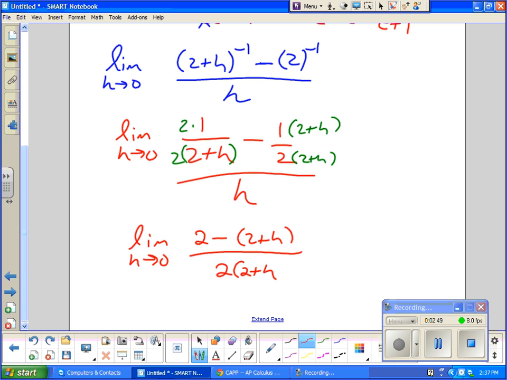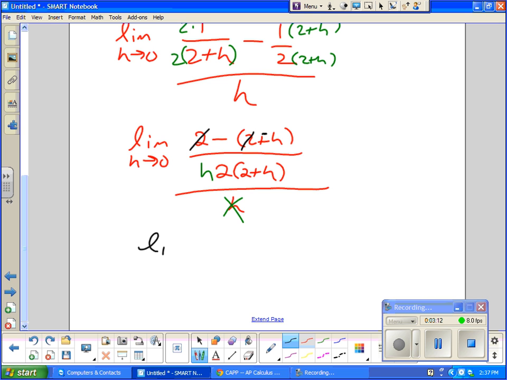Now, everybody, be careful. At this point, I always do the same trick. I take the h off the bottom and put it here. I could have done it differently, but I'd like to show it this way. Now, the 2's cancel, and you're left with negative h. The h's will cancel, and I'll write the limit then, after all the cancellations, is negative 1 over 2 times 2 plus h. Plug in 0, negative 1/4.